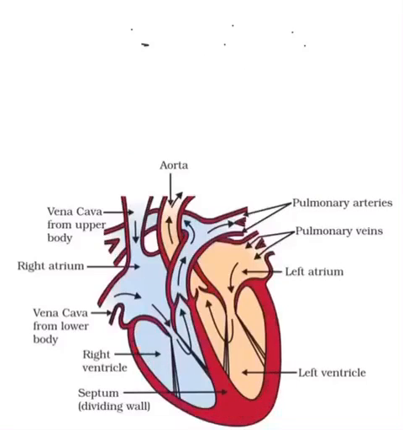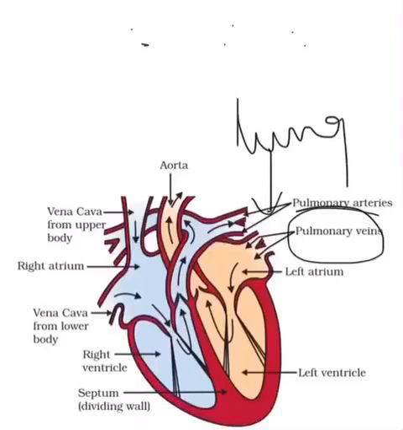Now we can see here that there are some arteries and veins shown in the picture. The 2 atrium receive blood from the 2 main veins. What are the 2 main veins? One is the pulmonary vein, which is bringing blood from the lungs to the left atrium. And because this blood is coming from the lungs, it is oxygenated blood.